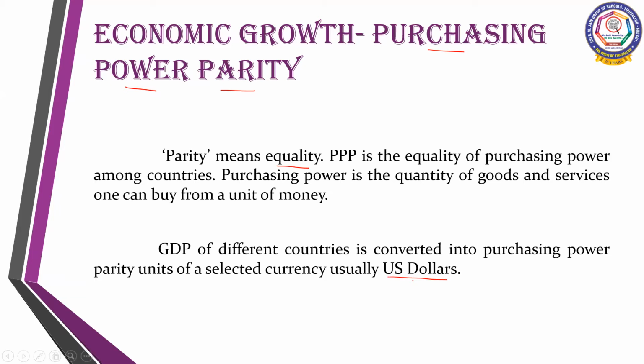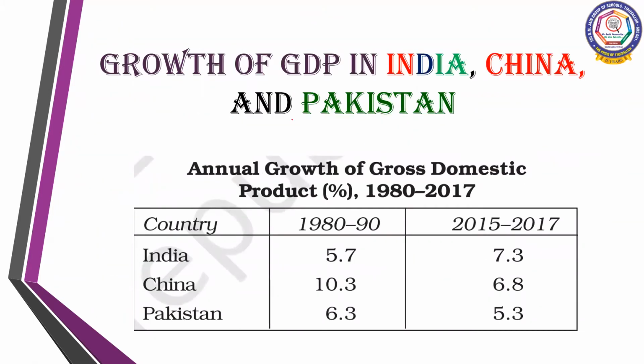Let us now compare the GDP of different countries. The growth of GDP in India, Pakistan, and China during the year 1980 to 2017. So this table shows us the annual growth of GDP. India's growth rate of GDP between 1980-1990 was 5.7, whereas China's was 10.3 and Pakistan's was 6.3.